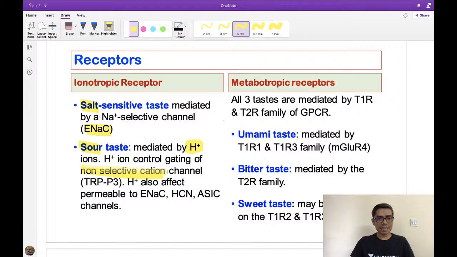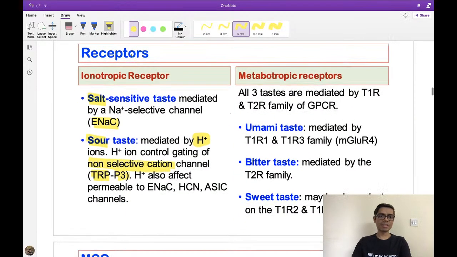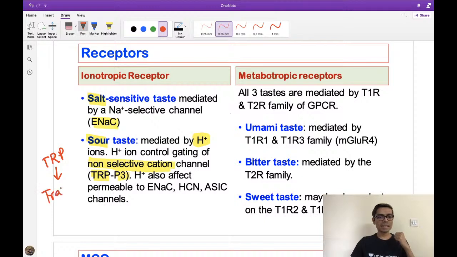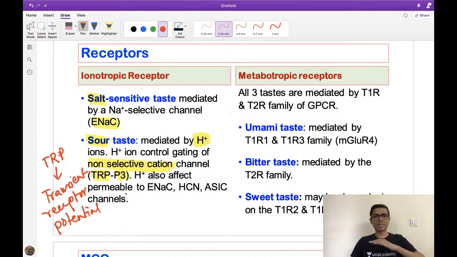This non-selective cation channel is known as TRPP3 type of channel. TRP ion channel, you must have heard this name because TRP ion channel is very very famous for perception of the pain, for perception of temperature. TRP, you know that it stands for transient receptor potential channel. Transient receptor potential channel. It has multiple subvarieties. This TRPP3 variety is responsible for this sour taste.